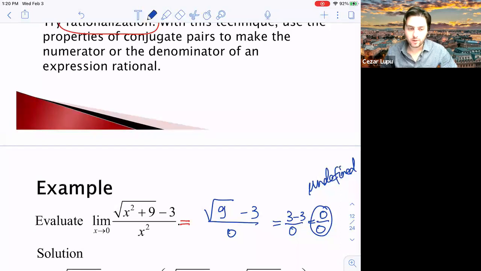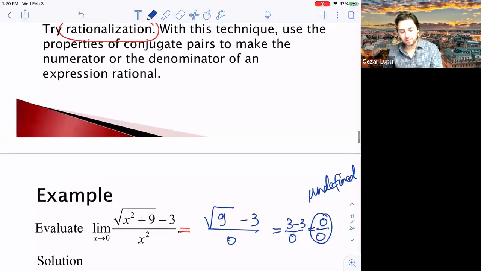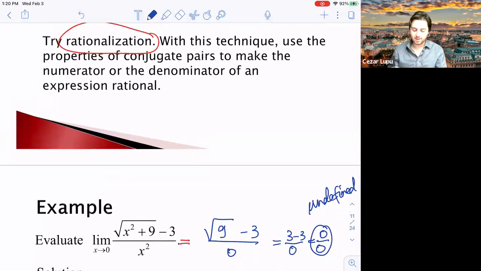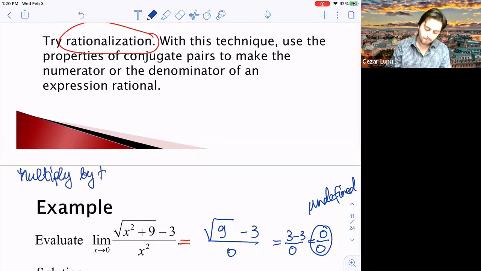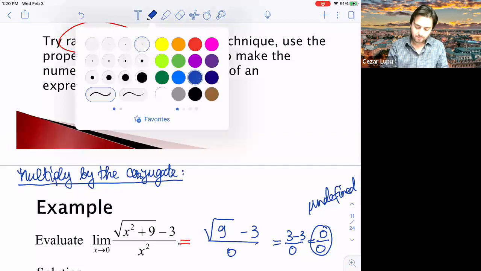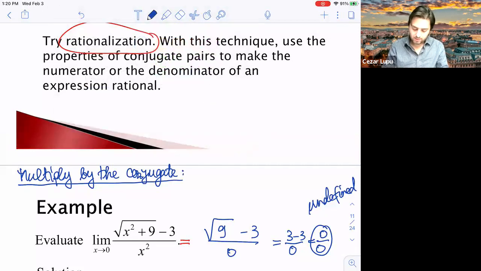So what should we do? You have the radical, and you see, we like to multiply by the conjugate. So this is how we rationalize. And I'm going to write it here so that you can see. So I'm going to write here the expression again. So it's the square root of x squared plus 9 minus 3, everything over x squared.